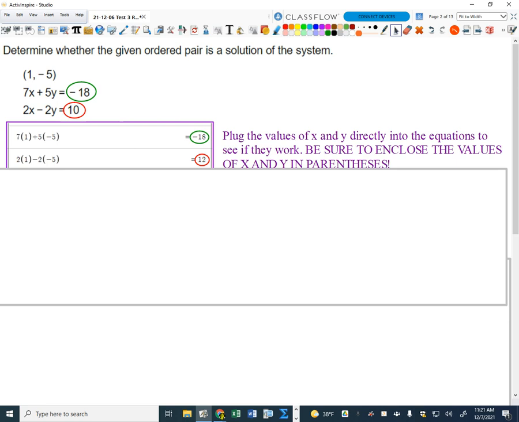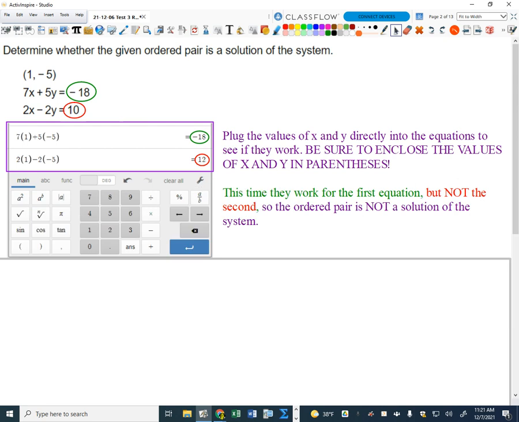So is it a solution of the system? No. Has to work in both. Has to satisfy both equations in the system to work as a solution to the system.